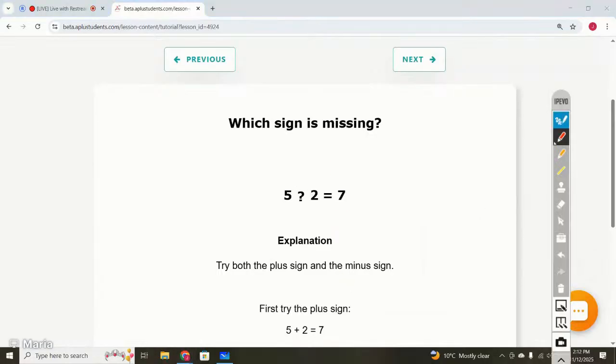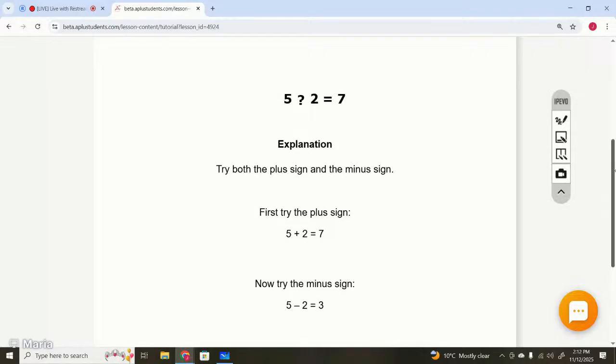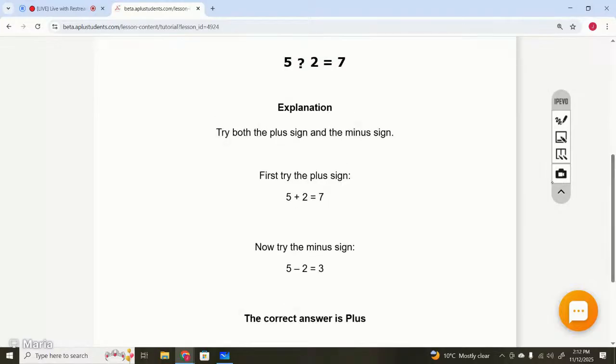Let's replace the question mark first by the addition sign, right? So 5 plus 2 is 7. Now replace the question mark with the subtraction sign. So 5 take away 2 is 3. The question is which sign is missing. So that is 5 minus 2 equals 3.